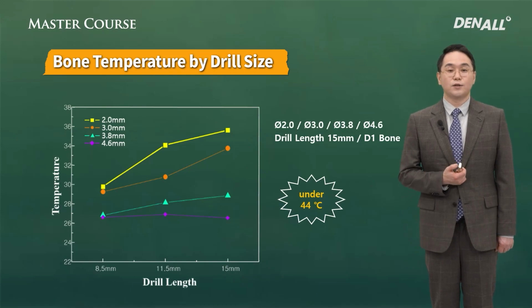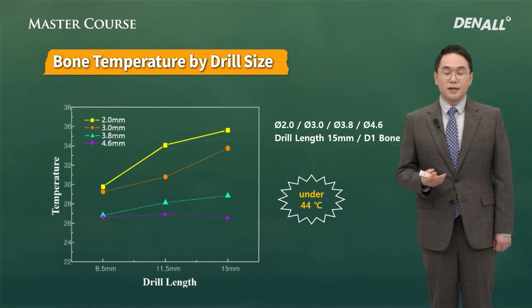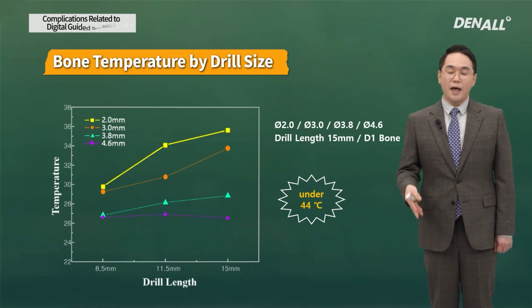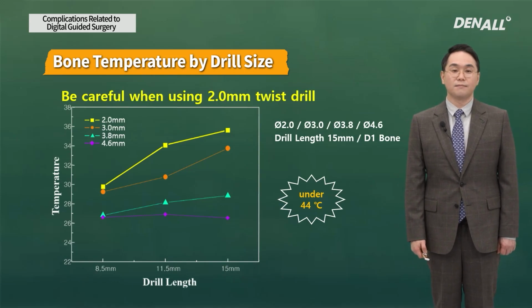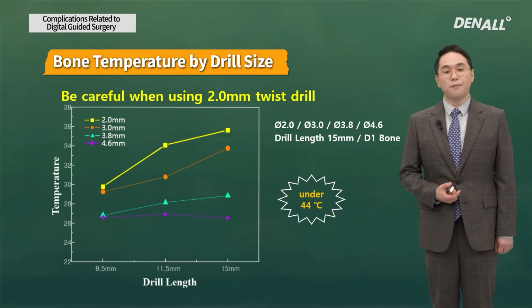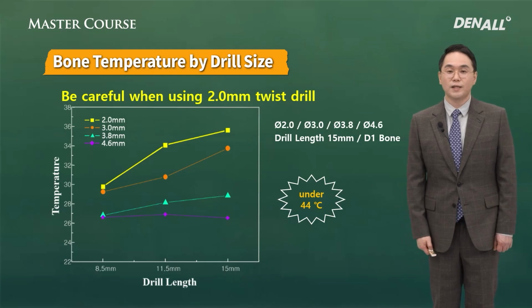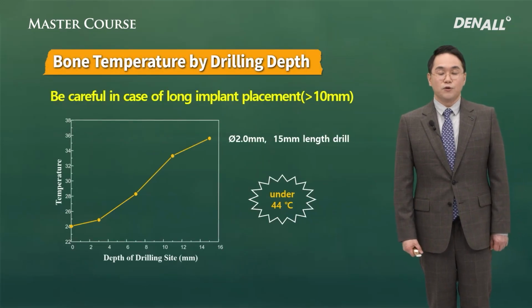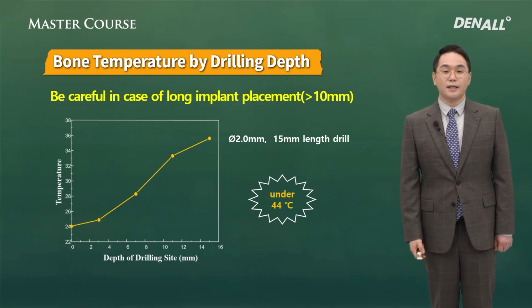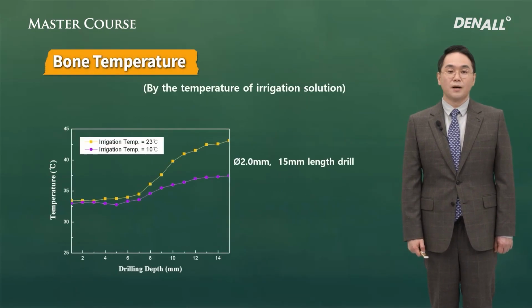The drill size and the length can also affect the heat generation. The longer the drill, the less irrigation reaches the apical side, and more heat is generated. If you use a long 2.0 millimeter drill, more heat can be caused. When you drill over 10 millimeter, it is known that significantly more heat is generated compared to 8.5.